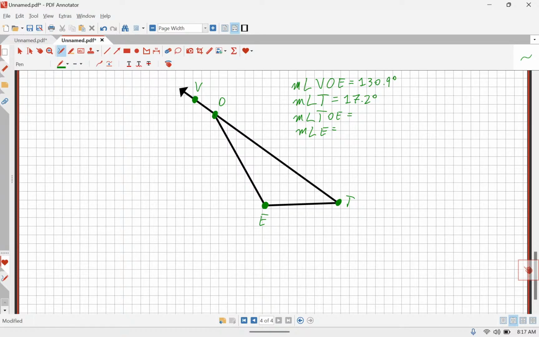So we're going to do 180 minus that to get that angle, right? And then we're going to have the two inside angles, and we can use those to find the last inside angle. Perfect. Very good. Excellent.